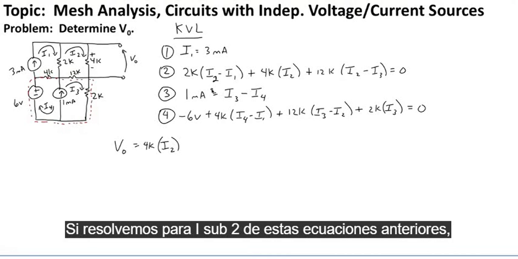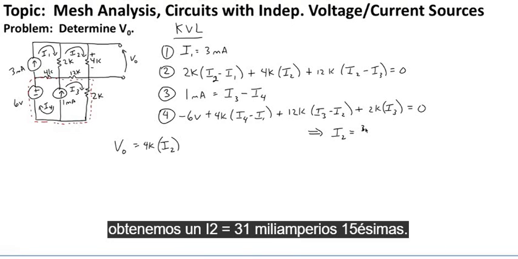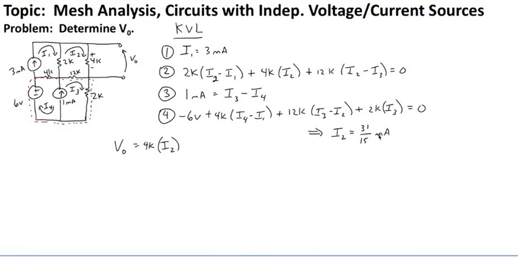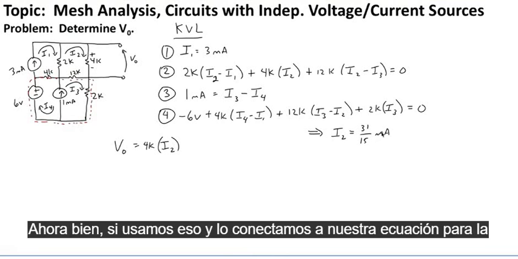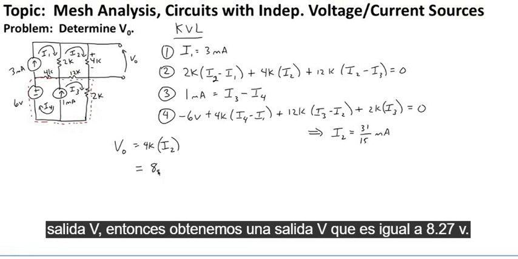And if we solve for I sub 2 from these equations above, we get an I2 equal to 31/15 milliamps. Now if we use that and plug it into our equation for V out, then we get a V out which is equal to 8.27 volts.